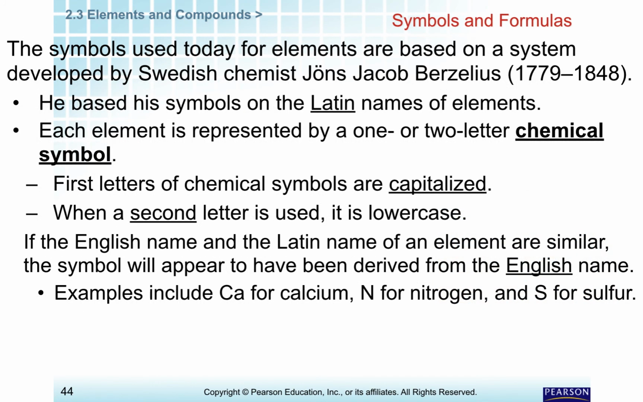The symbols used today are based on a system developed by Jan Jacob Berzelius. He based his symbols on the Latin names of elements, each symbol represented by a 1 or 2 letter chemical symbol. The first letter of a chemical symbol is always capitalized. When there is a second letter, it must be lowercase. If the English name and the Latin name are similar, the symbol will appear to have been derived from the English name. For example, Ca for calcium, N for nitrogen, S for sulfur.